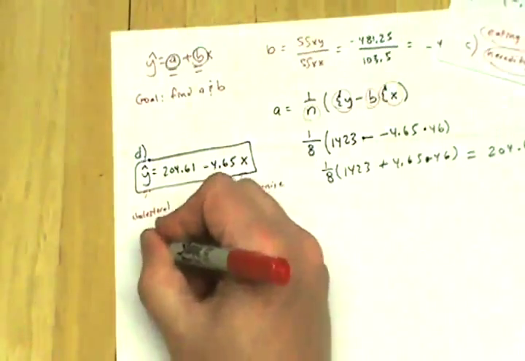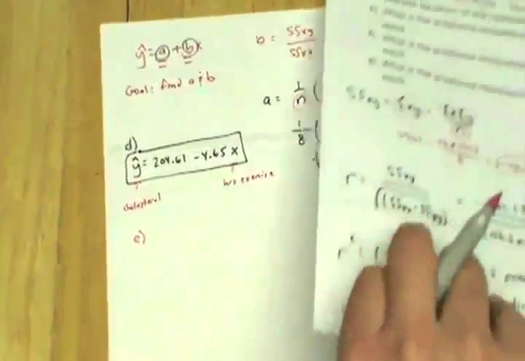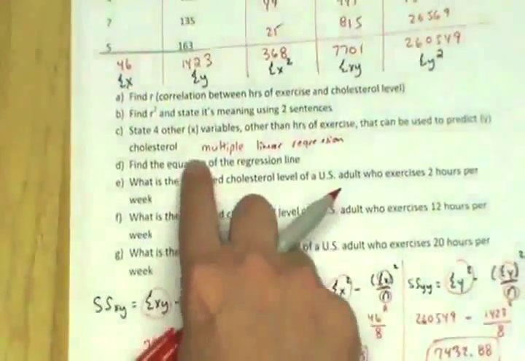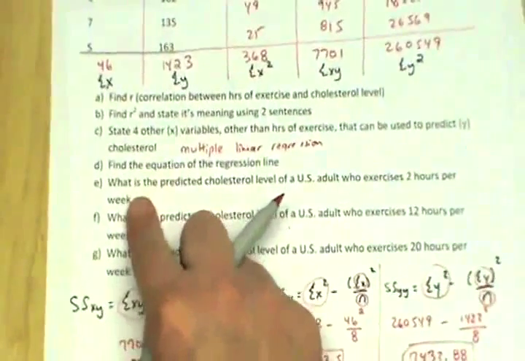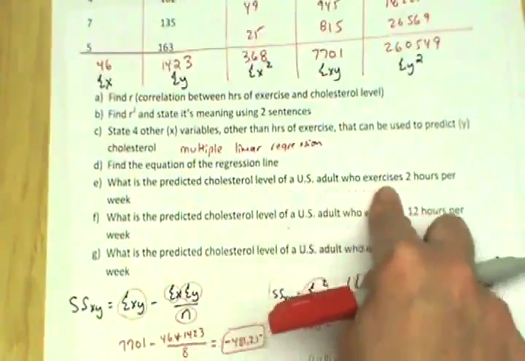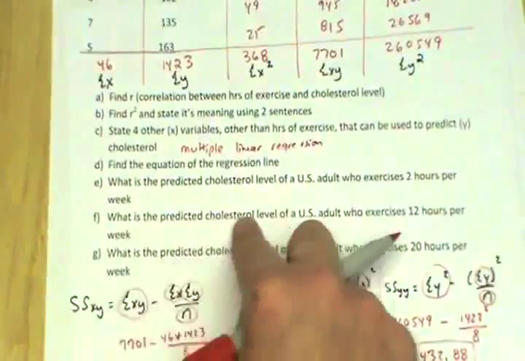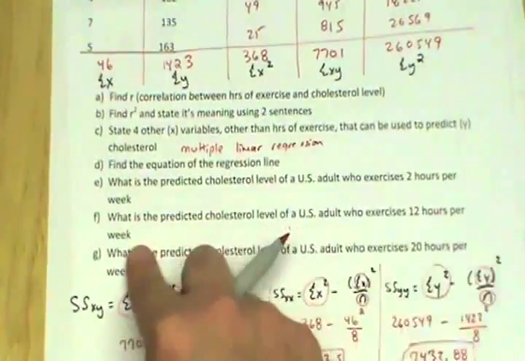We can use that equation to predict, and I'm going to scroll back here now. That was D, find the equation. E, what is the predicted cholesterol level of a U.S. adult who exercises 2 hours per week? And then F says, what is it if we exercise 12 hours per week?